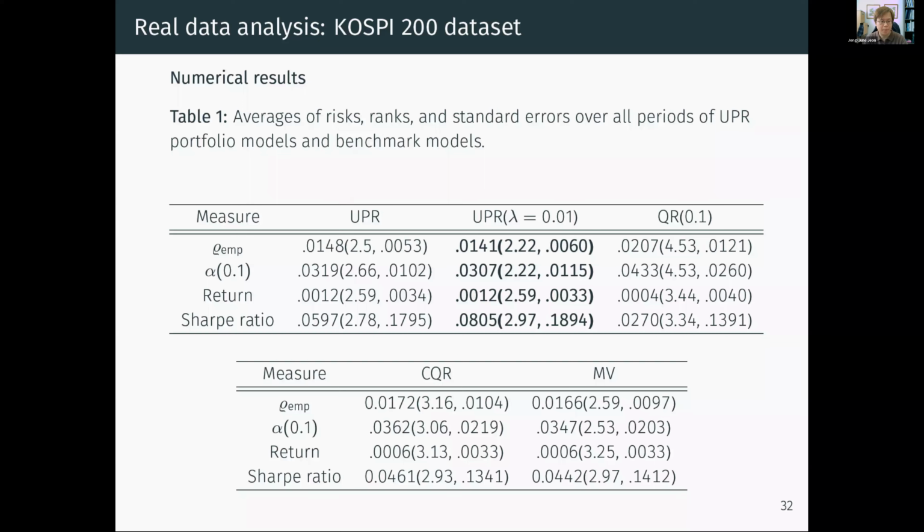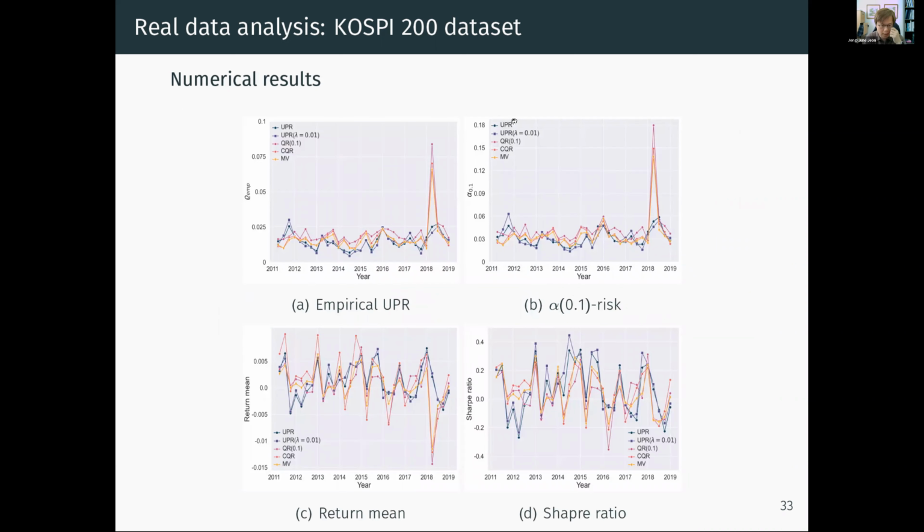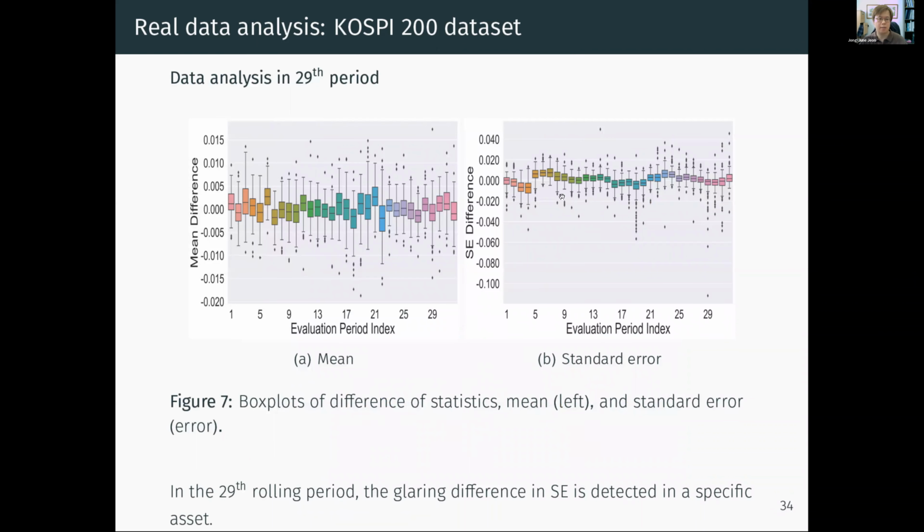But we are focusing on why the UPL is the best. So we have investigated the trend of stock prices, and we found a phase with high volatility in the stock prices. We monitored the empirical UPL, alpha risk, return rate, and Sharpe ratio. We found there is some event in the stock prices in the 29th phase.